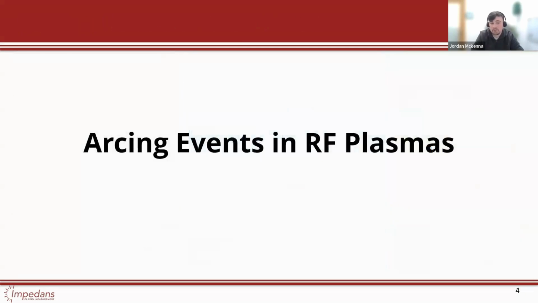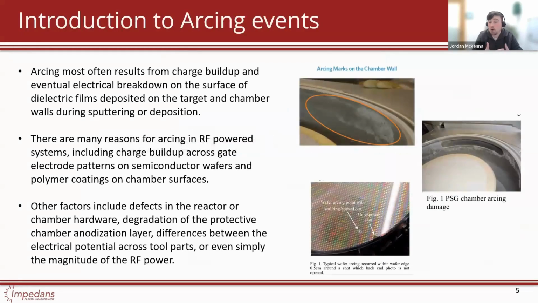So arcing events within RF plasmas. What is an arc? To visualize it for anyone who hasn't seen an arc, the best way to think about it is a mini bolt of lightning that happens within your plasma tool. Arcing most often results from charge buildup and eventual electrical breakdown on the surface of dielectric films deposited on the target and chamber walls during sputtering and deposition.